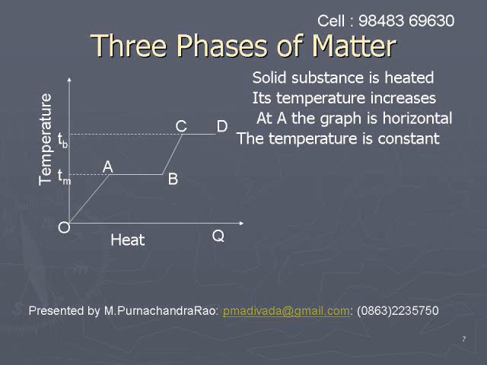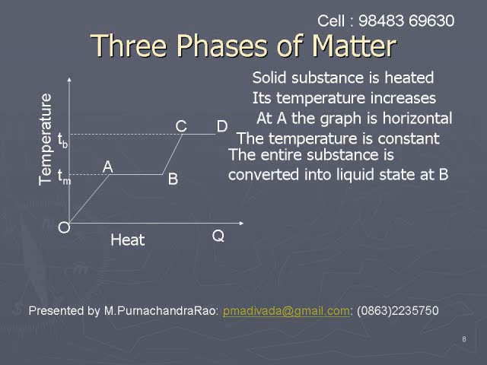At A, the graph is horizontal. This indicates the temperature remains constant. The temperature remains constant as the heat is given to the system or solid substance. That means by the time the heat comes up to B, the entire substance will be converted into liquid state. So AB indicates the transition from solid to liquid.